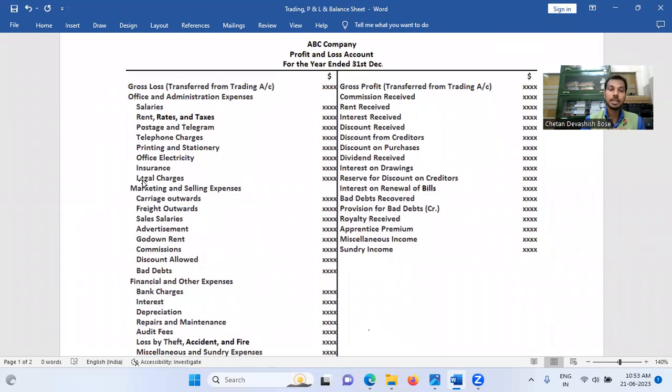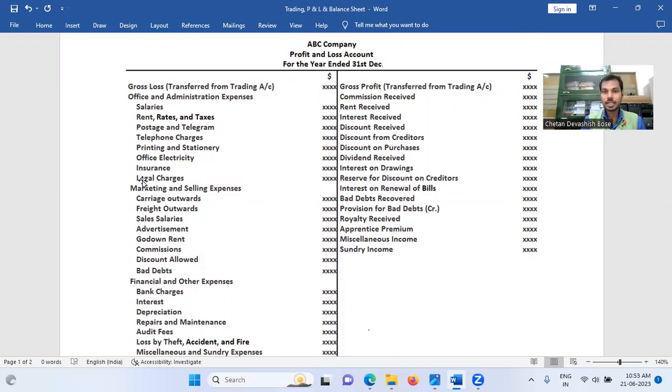The repairs or the maintenance charges, the depreciation, the audit fees paid to the people who came to the office and did all the audit for our business, or any other sundry related expenses, miscellaneous expenses, are a part of the expenses of the profit and loss account.